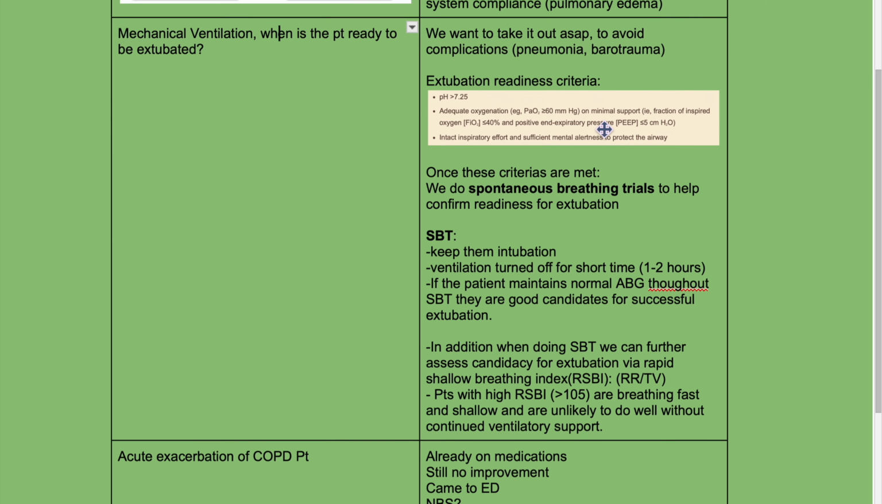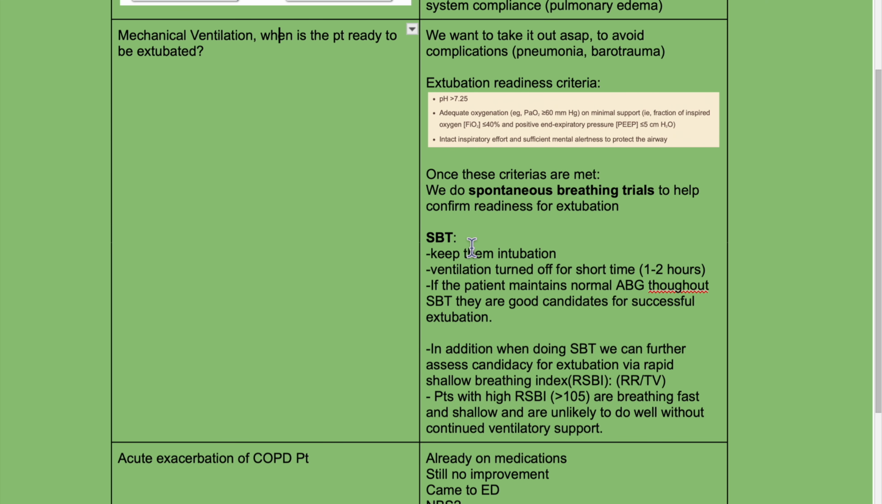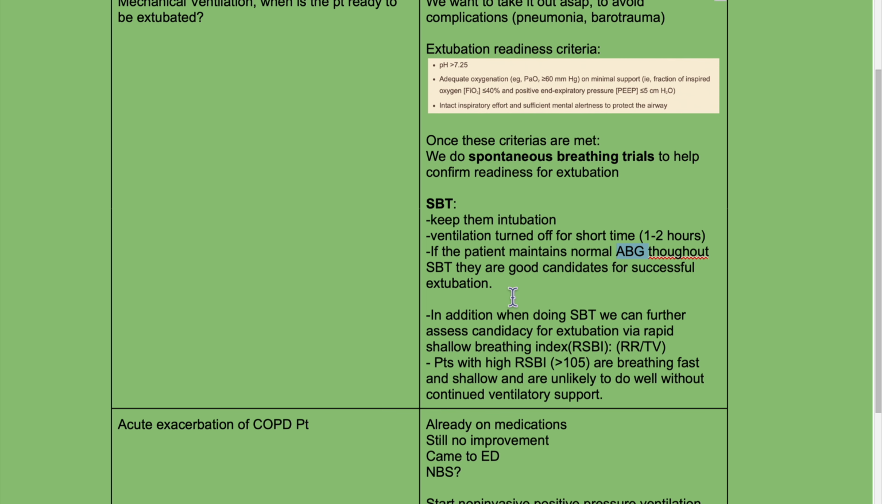Okay, so what is a spontaneous breathing trial? You keep them intubated. Then ventilation is turned off for a short time, that is 1 to 2 hours. If the patient maintains normal ABG, arterial blood gas, throughout the spontaneous breathing trial, they are good candidates for successful extubation. In addition, when doing SBT, we can further assess candidacy for extubation via rapid shallow breathing index. This is not required for you to know. I don't think it was tested on. It was just one of the notes in the QBank.